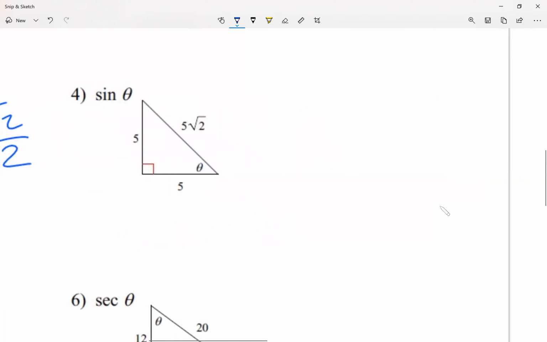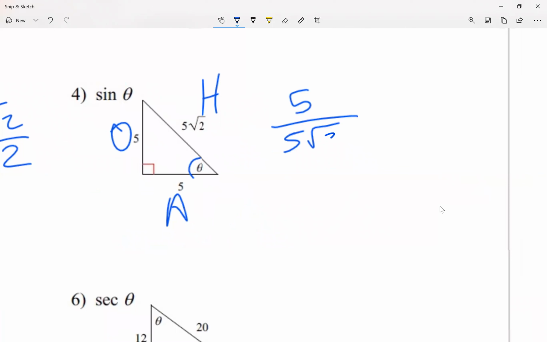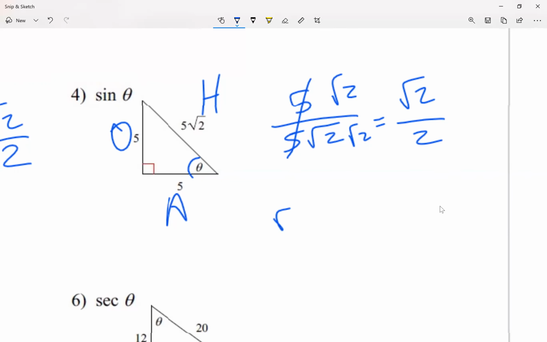Okay, so let's take a look at the next one. Let me label my sides. This is the hypotenuse. I see where theta is, so this is my opposite, this is my adjacent. Sine, according to our chart, is opposite over hypotenuse. So it's going to be 5 over 5 radical 2. My 5's cancel out. I cannot have radical 2 at the bottom, so let me multiply top and bottom by radical 2. So the bottom is 2. On the top, I have radical 2. So my answer is radical 2 over 2. So I type this as radical 2 over 2.